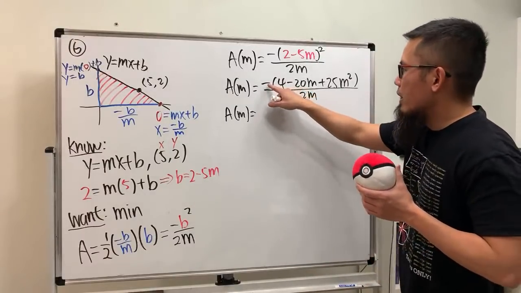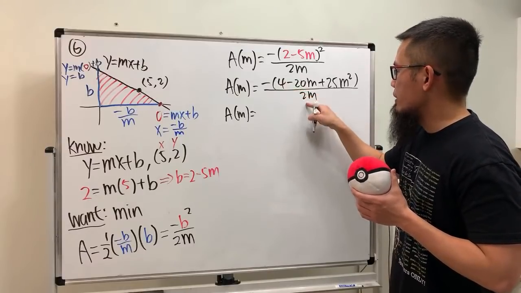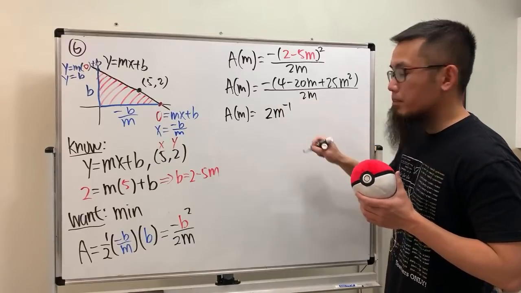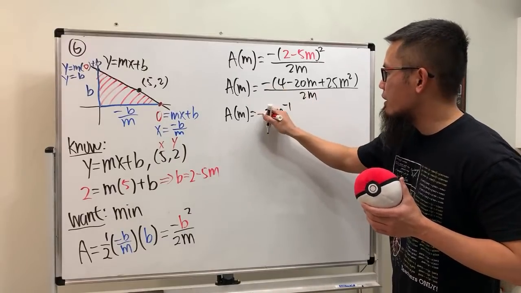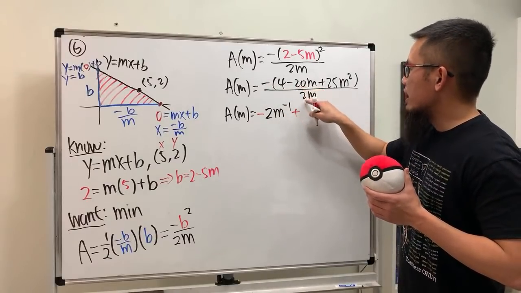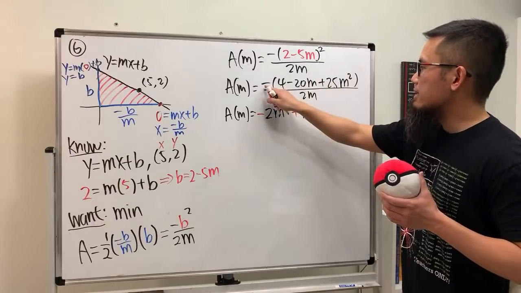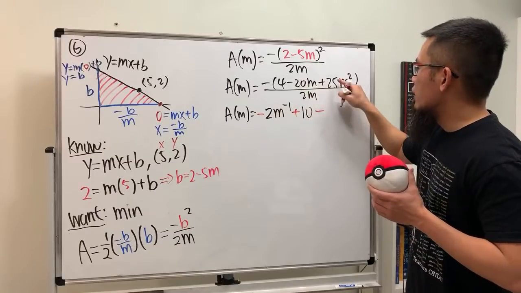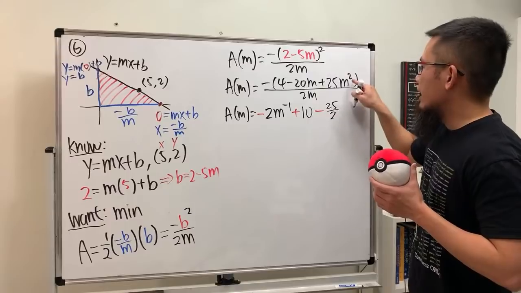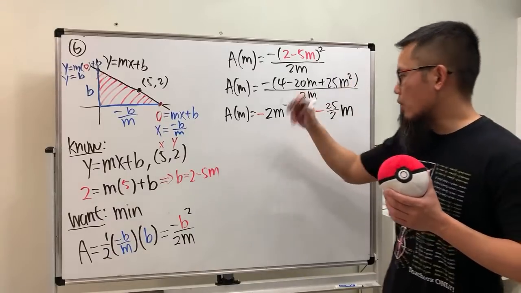So here's the deal. Negative 4 divided by that. So 4 divided by this is 2 and also the m. So I'm going to write it as 2 and I will write it as m to the negative 1 power. But that will be negative right here. Next, negative is plus. 20 divided by 2 is 10. And then m cancel. Next, negative positive is negative 25 over 2, I have to keep it as how it is. M squared over m is just m. Right, so that will be the reduction for all the things.